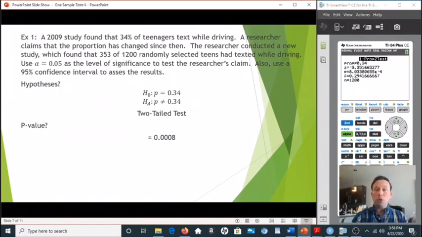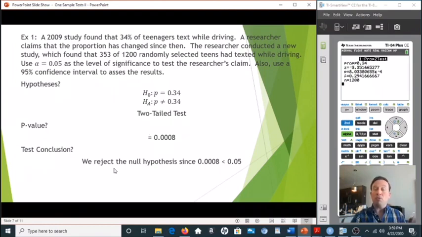Now, what's the conclusion now? The test conclusion here is that we reject the null hypothesis because the p-value is less than alpha. And make sure you state that full statement there. Don't just write down reject. Write the sentence that you reject the null hypothesis because, you have to justify why you're rejecting, all right, that your p-value is less than alpha. Okay? Now, here's the new part, using the 95% confidence interval to assess the results.